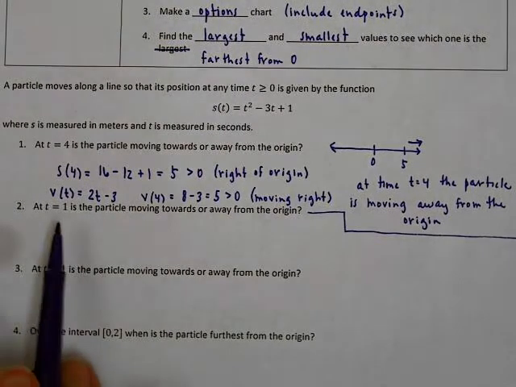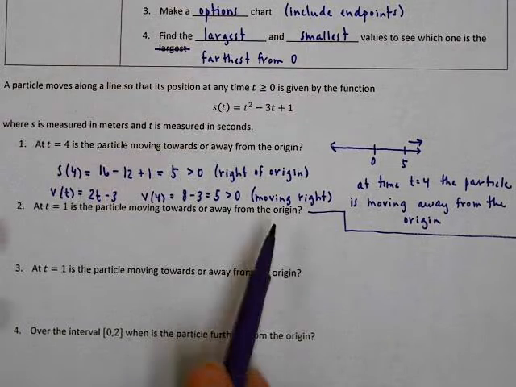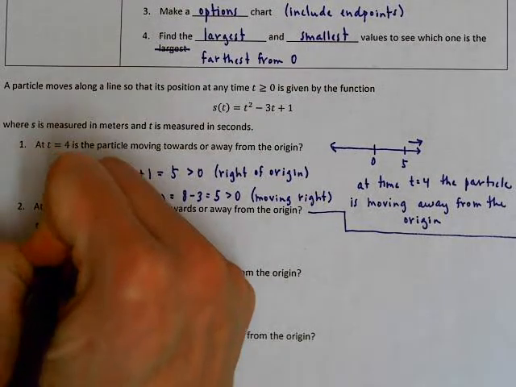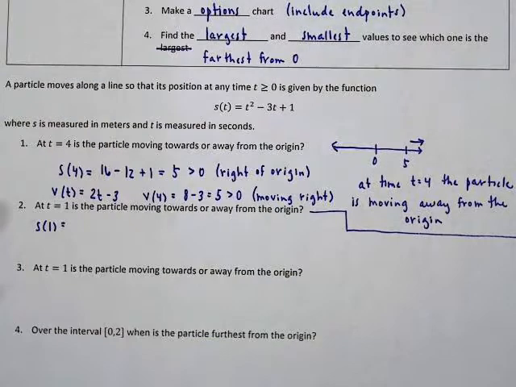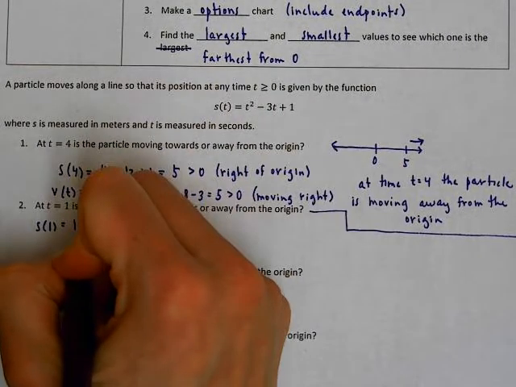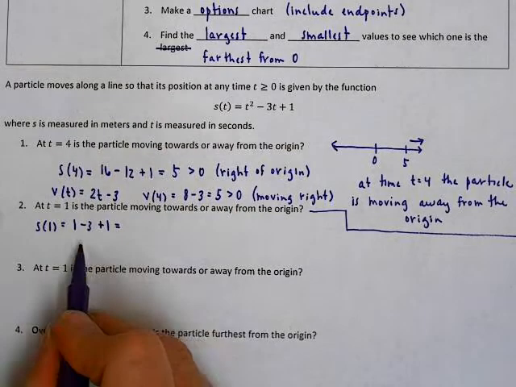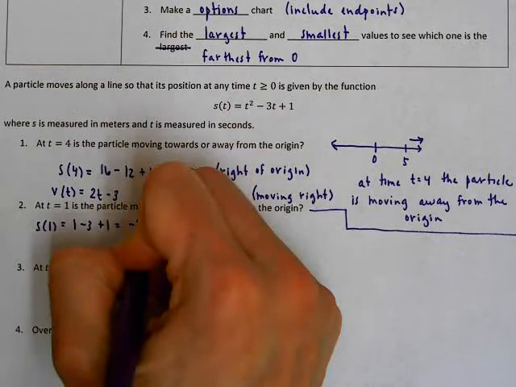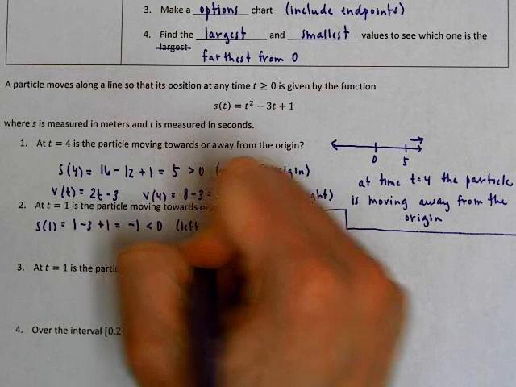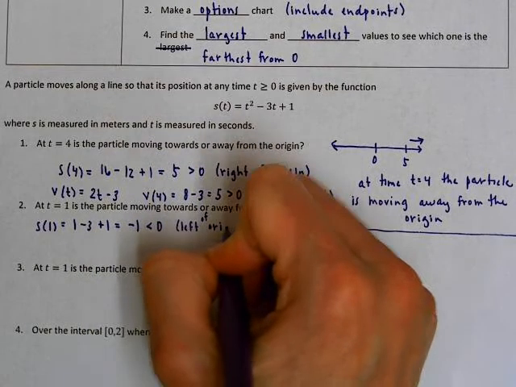Okay, now same thing, except they're asking us at time t equals 1. Are we moving towards or away from the origin? So again, first thing I'm going to find is my position at time t equals 1 second. So I'm going to plug it in. 1 squared is 1, minus 3 times 1, so that's a minus 3, plus 1. So I get negative 2 plus 1 is negative 1. So it's less than 0. So I'm left of the origin.